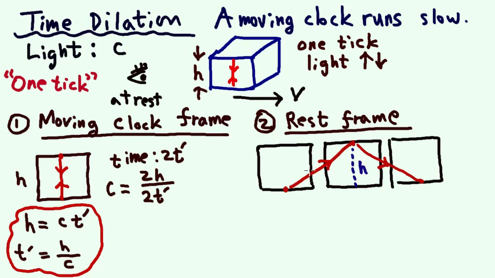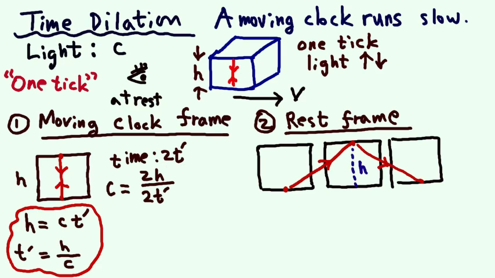What that means is the time it takes for the light to go from here to there, as observed from the rest frame, is greater than 2t prime. Why? Because this light travels with the same speed c when we look at it from the rest frame. That's the magic of light, if you like. So the time it takes for this light to go from here to there is greater than 2t prime.